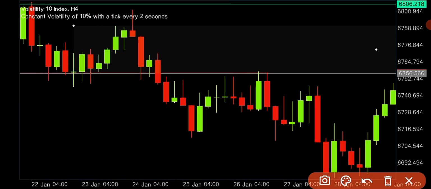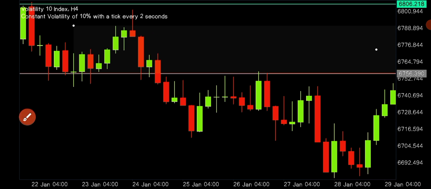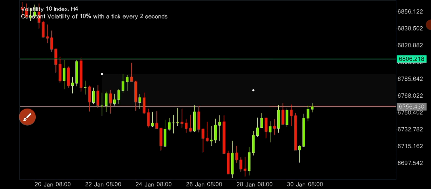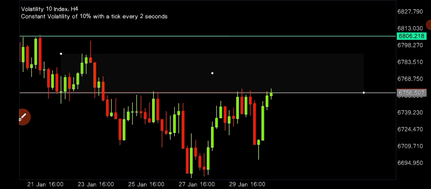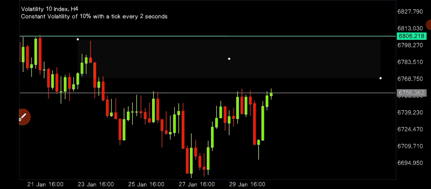You can see the space in between this zone. Can you see it? The space, nothing here. So that is your imbalance. And whenever we see an imbalance, it means that zone is a high probability order block. But you have to be in line with market structure to get all this, right?